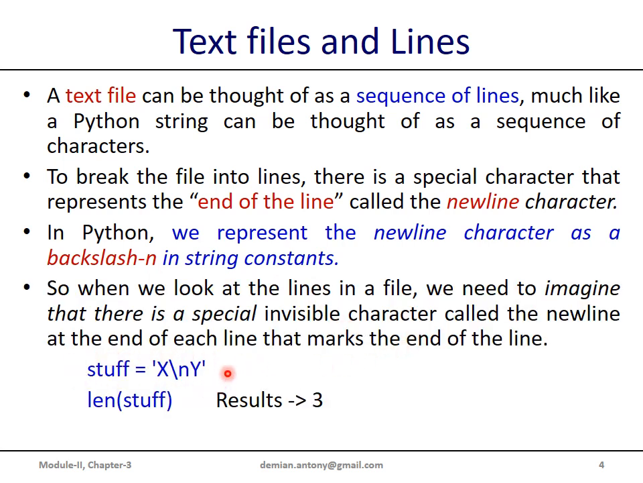Let's take up a string here called stuff with this content. Visually we can see 4 characters, but we have one a string constant or escape character which is a new line character, and if you take the length of this string using a length function, this returns 3 because this new line character is considered as a single character.